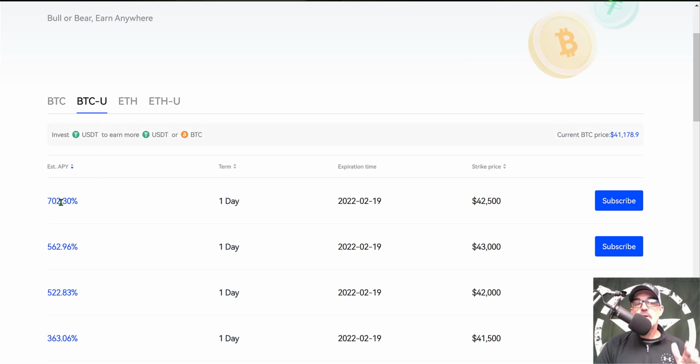USDT is over 700% for a 1-day term, which would expire on February 19th, but you would be looking for the strike price to close above 42,500. And if this is what you wanted to take a shot at, you could go ahead and click on subscribe, or maybe you want to take a little risk off the table and drop down to perhaps the 42,000 level, and you can see the APY is still at 500%.